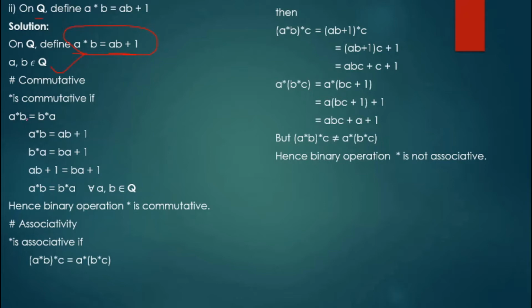So for commutativity, what do we write? A star B should be equal to B star A. So what is our A star B? In the question it is defined as AB plus 1.